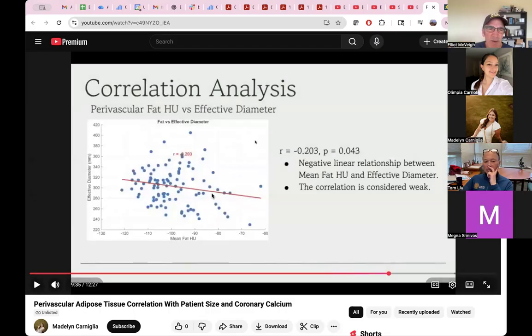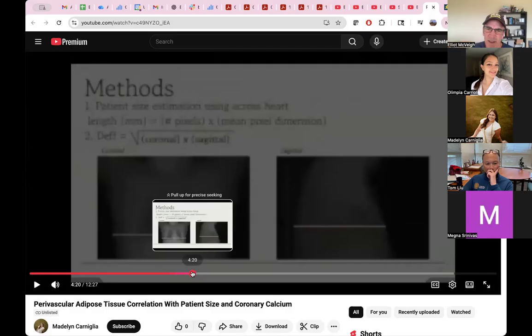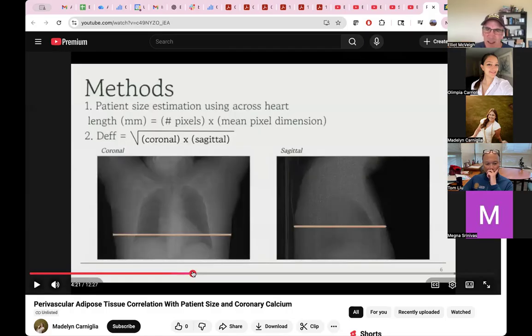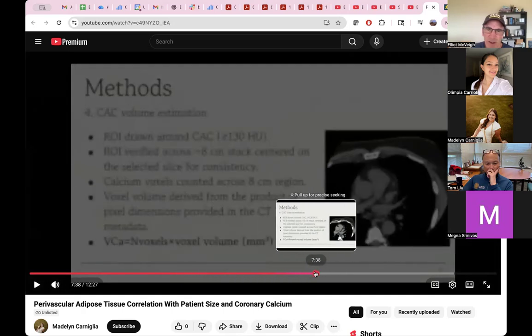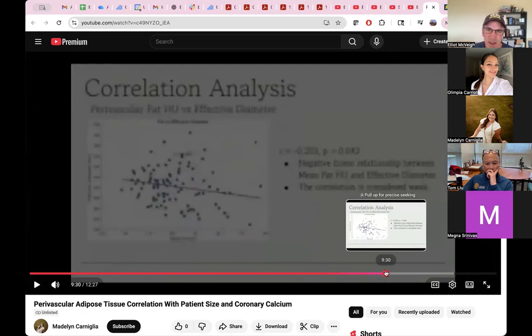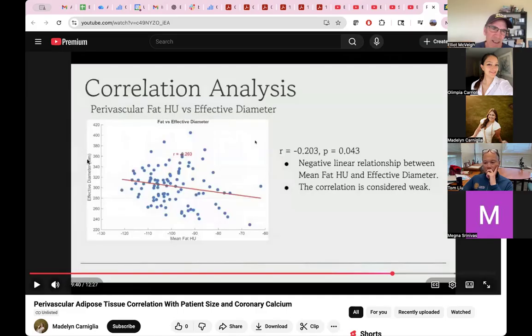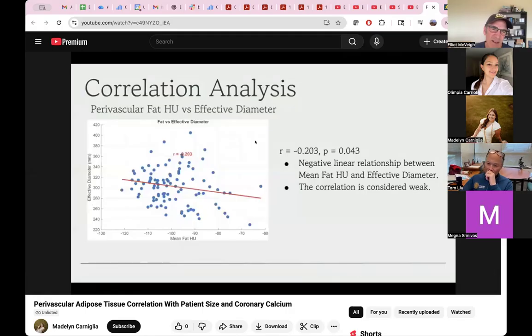And so here we've got the effective diameter of the patient, and I think you have a picture of that back here. Right there. And so that goes through their heart. This is the diameter of their thing this way. You take the mean of the product of those, the square root of the product. Yeah, because I originally had just done two separate graphs, one of the coronal versus the mean fat and one of the sagittal versus the mean fat, and they both really didn't show anything.